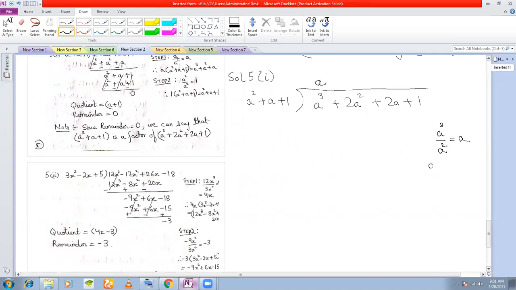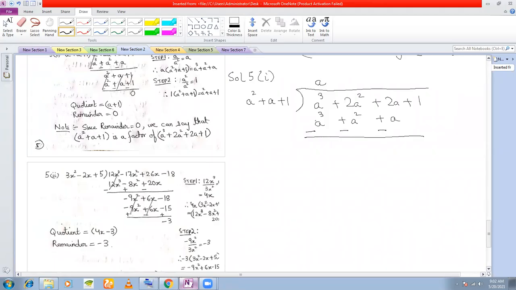And then you multiply this a by the divisor, a square plus a plus 1, which is equal to a cube plus a square plus a. So this one here, you write it here. a cube you write beneath a cube, a square beneath the a square term, and a beneath the a term. Okay, so this step is over. We subtract and then proceed to the next step.